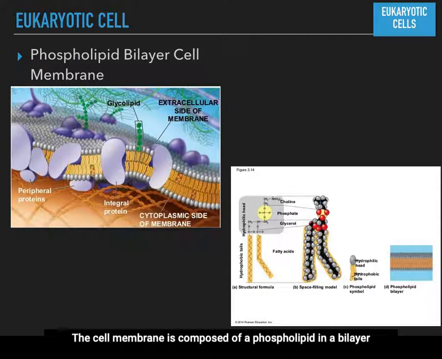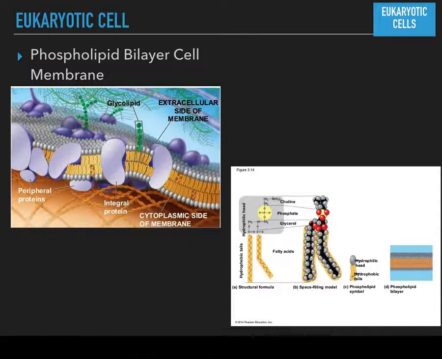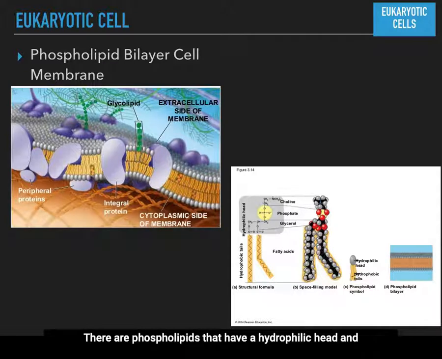The cell membrane is composed of a phospholipid in a bilayer. Remember from our lecture on biological molecules, there are phospholipids that have a hydrophilic head and a hydrophobic tail. These tails align in the middle, and the hydrophilic heads are in contact with the extracellular and the intracellular or cytoplasmic side of the cell. This bilayer allows for proteins to be inserted for communication and for anchoring. It also provides a barrier to keep out unwanted molecules that could damage the cell.